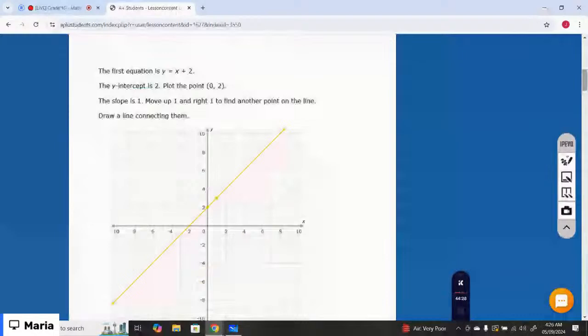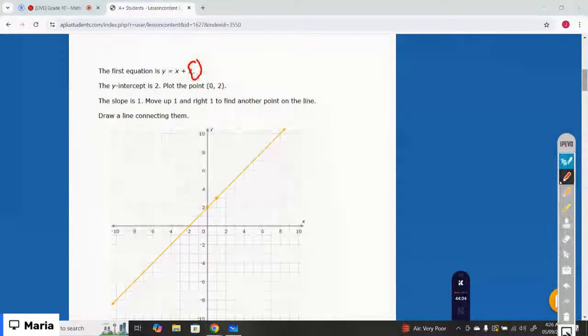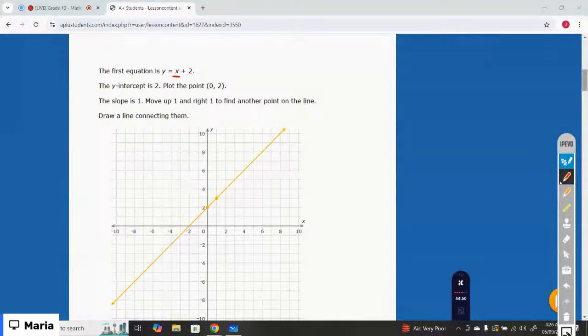So you use the first equation and calculate the y-intercept. 2 is the y-intercept. The coefficient of the x variable is the slope, right? So here the slope is 1. That means you need to move up one and right one. So use the y-intercept and the slope and make a line. Same thing you have to do with the other equation.